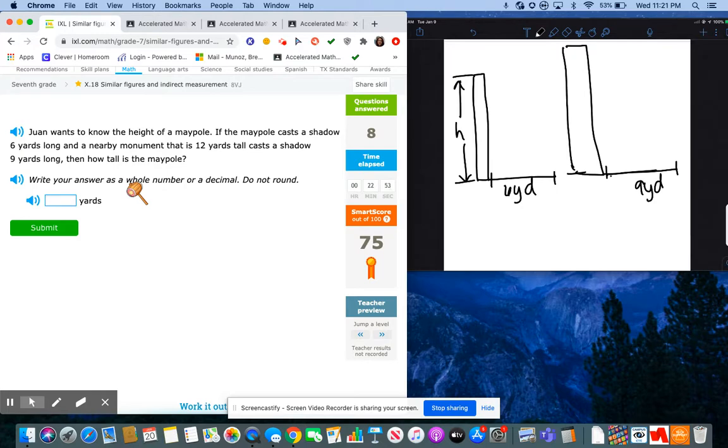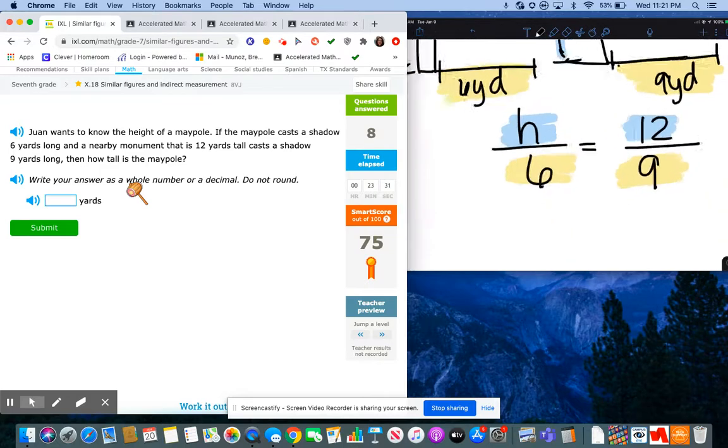So this says that that one is 12 yards tall, right? And so I'm going to set up 6 yards with 9, and then I'm going to line up here the height of the maple with the height of the monument. So here we have H, which is corresponding to 12, and then 6 that is corresponding to 9.